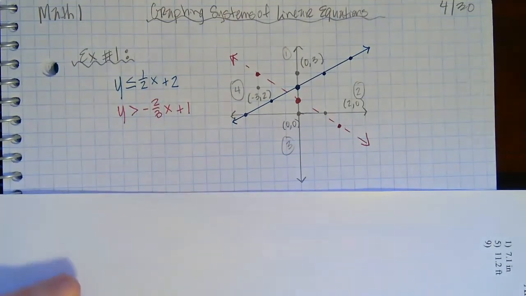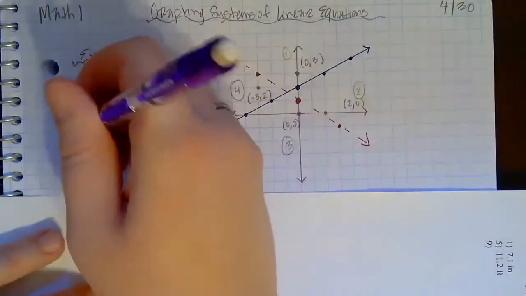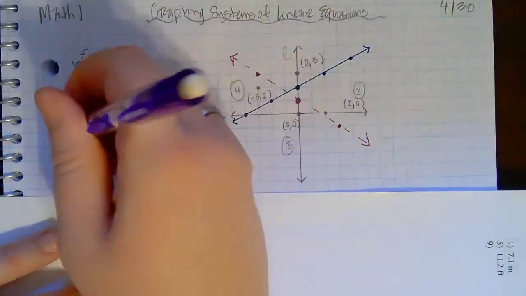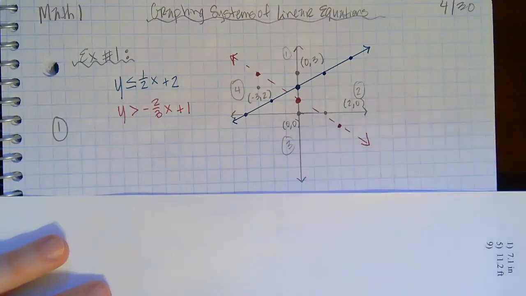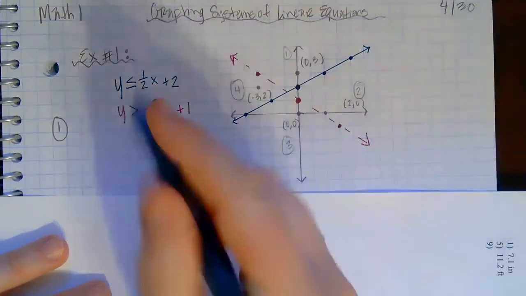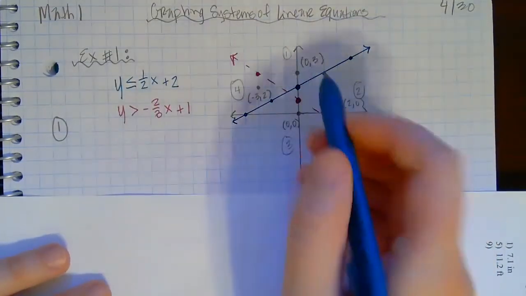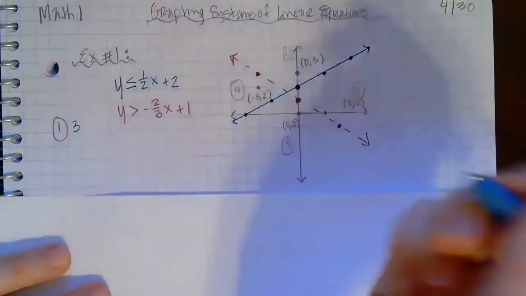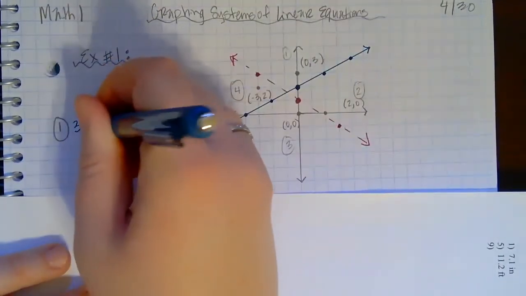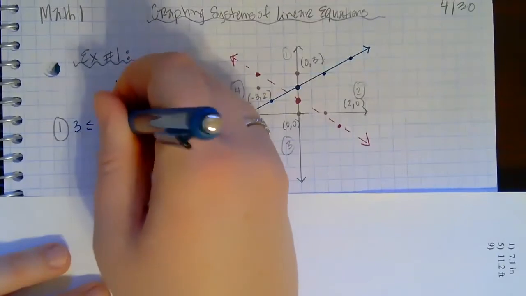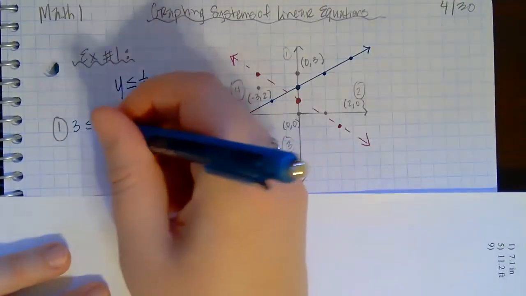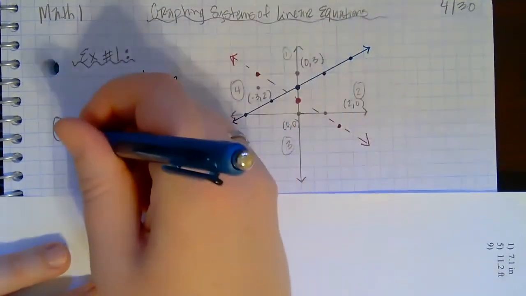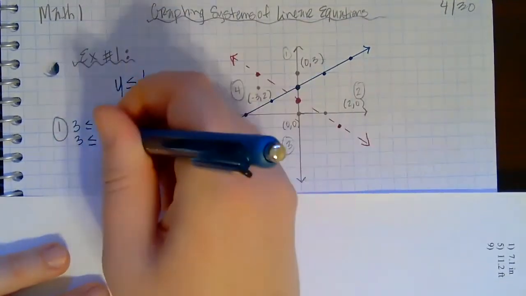Okay, so I'm going to start with region 1, and I'm going to test them into region 1. I'm just going to number it so you can see. So region 1 is the point 0, 3. I'm going to start with the top one, and I'm going to substitute in 0, 3. So y is 3, less than or equal to 1/2, x is 0, plus 2. Okay, so 0 times 1/2 is 0. That's why I like that if I can make that a 0.